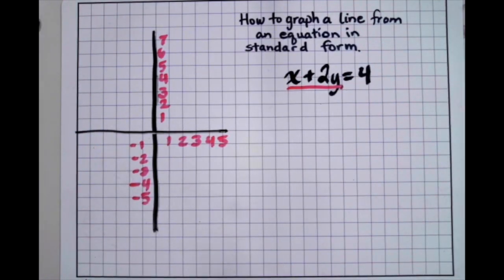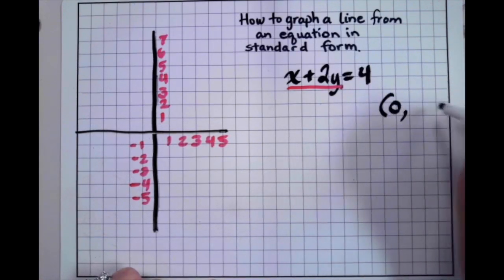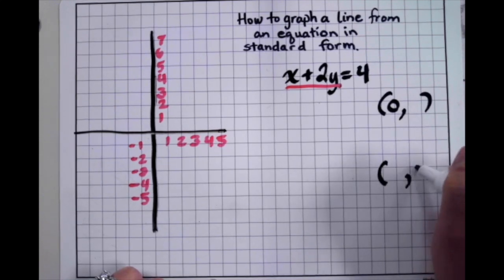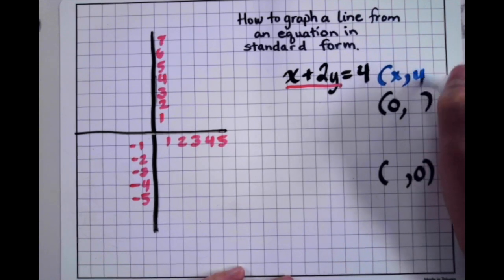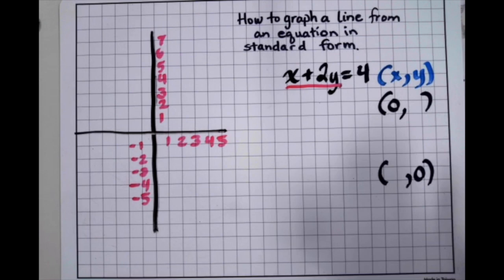What you would do is put a 0 over here, like that, and then mark another one, the same thing, but you're going to put a 0 in the y place. This is an x and this is a y. A 0 here and then a 0 there. So this is what you're going to do. That's how you're going to start out.